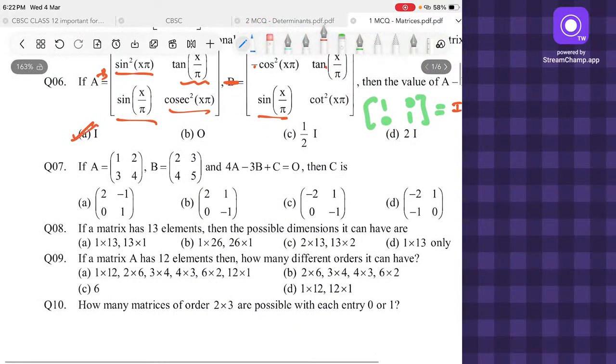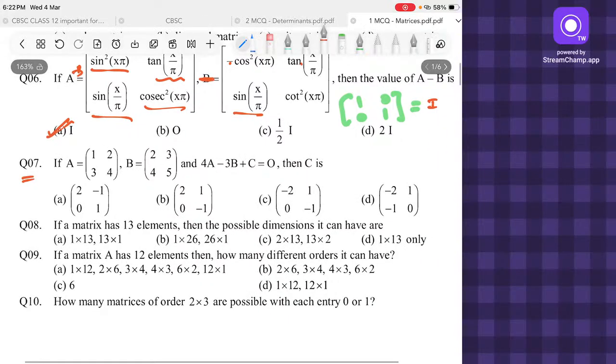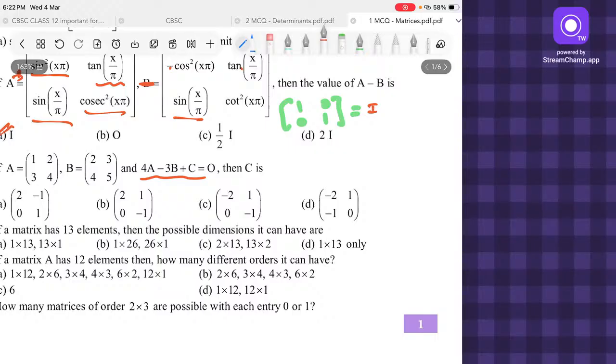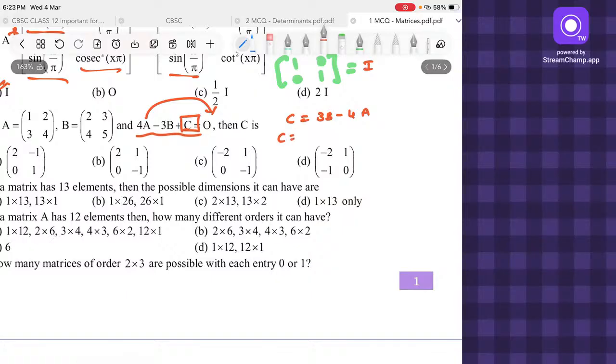Okay, next 7th question. A, B, these two matrices are given, and they are asking to find the value of C. This is the equation given. From here, find the C value first. Just send these terms to the right side, we get 3B minus 4A. Next, C is equal to 3B minus 4A. What is the B matrix? 2 3 4 5, minus 4. A matrix is 1 2 3 4.